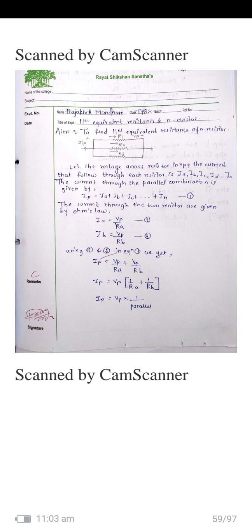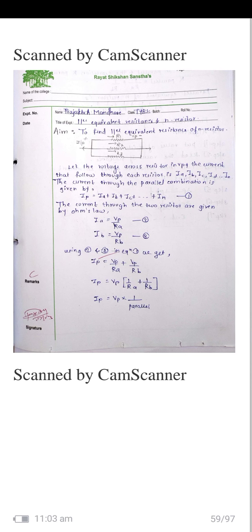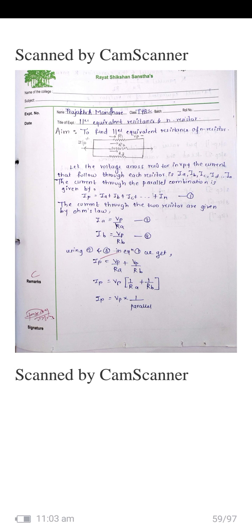Then we denote the currents IA, IB, IC, ID up to IN. The total current in the parallel combination is given by I parallel, in short IP, is equal to IA plus IB plus IC plus up to IN. This is equation number 1.